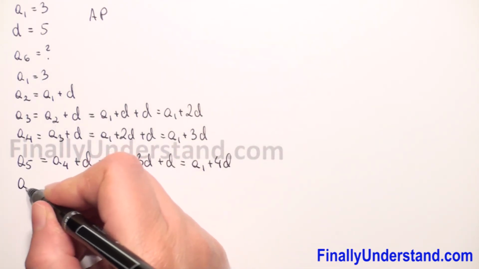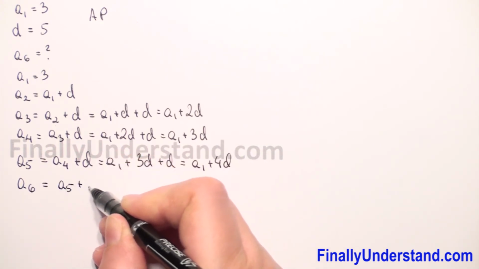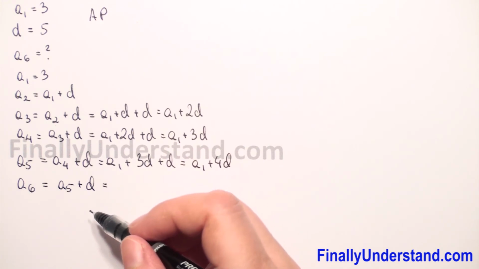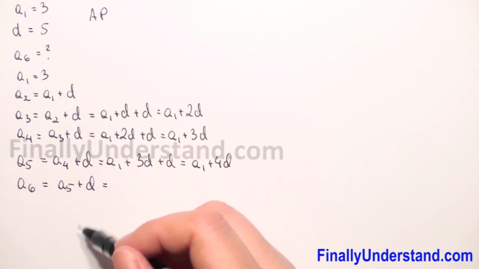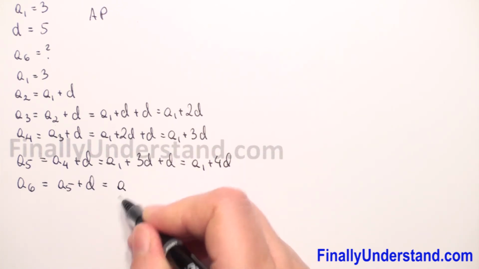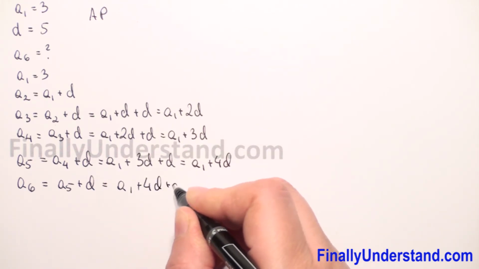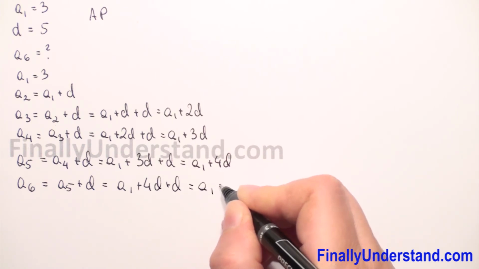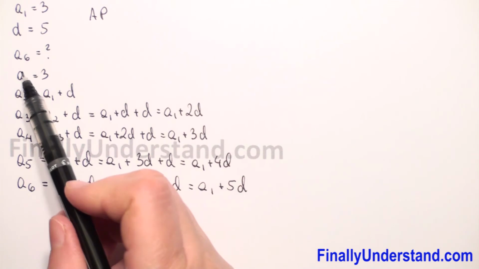And A6 is equal A5 plus D again. In arithmetic progression, we always add the common difference to the term which is before to get next. So this is A5 is A1 plus 4D plus D. So this is A1 plus 5D. The coefficient before D is always 1 less than the term. We have to find the sixth term.